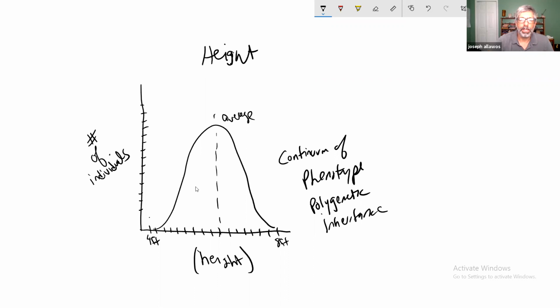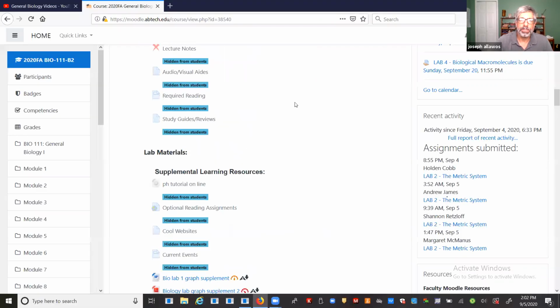The point here being, it's not either short people or tall people, it's short people and tall people and everything in between, a continuum of the physical expression of a gene that indicates polygenetic inheritance. Okay. So that explains it a little further.